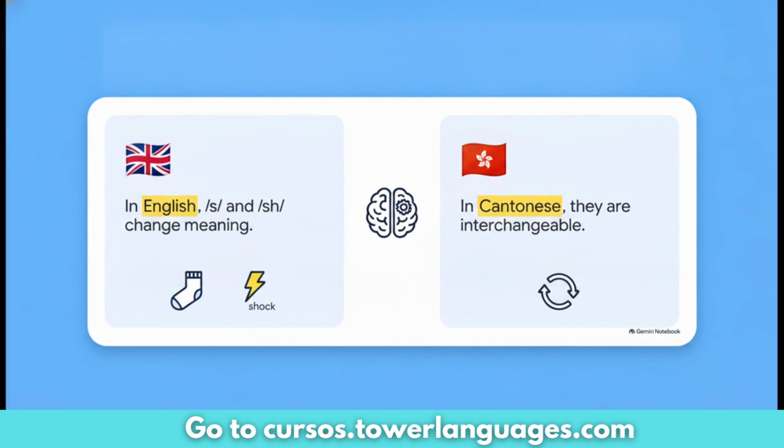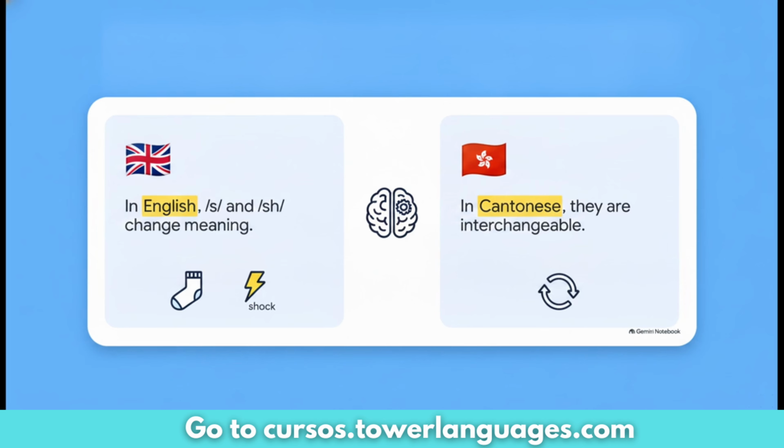Now let's flip the script and look at this from the learner's perspective, specifically thinking about L1 or first language interference. Different languages rely on completely different sets of sounds. A sound distinction that is absolutely critical in English might not even exist in your student's native language.